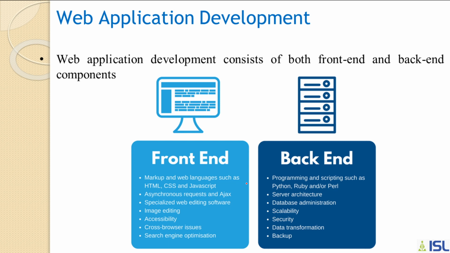So in the first, web application development consists of both front end and back end, as you know. So what is front end, what is back end? Front end is nothing but whatever it will display to the customer or user on the screen, that is called front end. Okay, take the example of the Facebook login page. Whatever you are seeing on the login page, that is a front end.